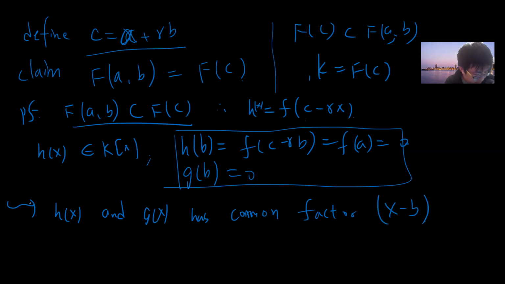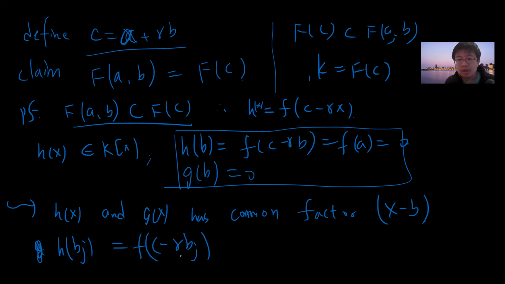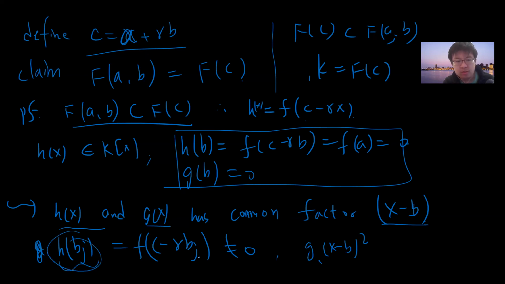Okay, and obviously you can check that if you plug in b_j for j not 1 into h, you get f(c - gamma b_j), which cannot be any a_i, so this is nonzero. This proves that h does not have any other factors in common with g. Also g does not contain (x - b) squared because g is a minimum polynomial. So I want to claim that h(x) and g(x) do not have any common factor except for this one, because for g(x), all the other roots b_2 up to b_n will not be zero.